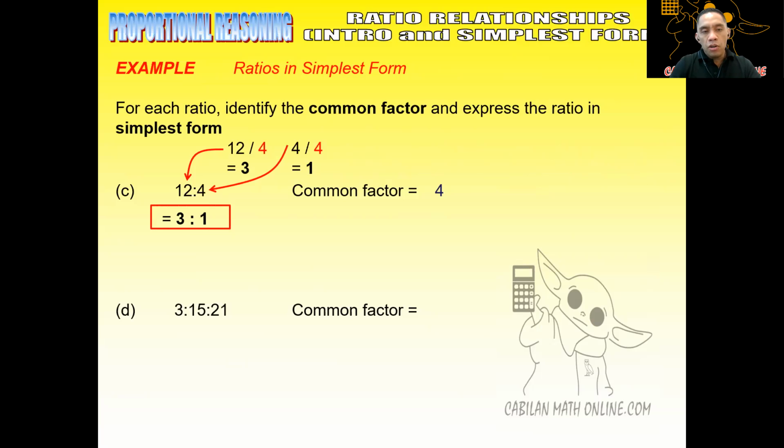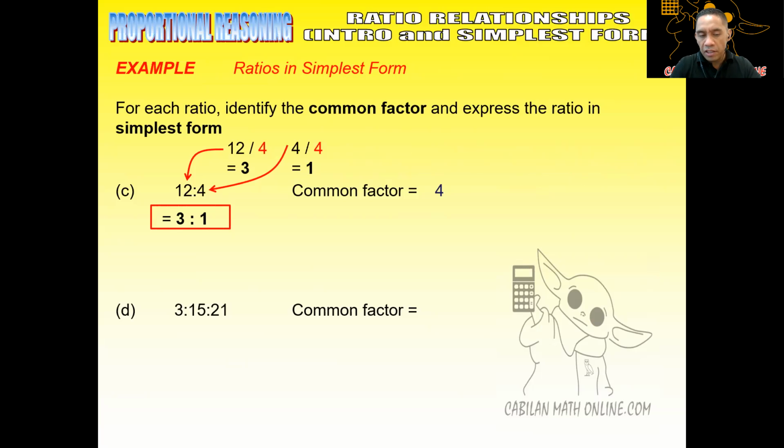Now for part D, notice that this one here is different only because there are 3 numbers which make up the ratio. Okay, so if you look at 3 numbers here, again, take a look at each of the 3 numbers to see what number goes evenly into all 3. So let's start off with the ones that we have first.